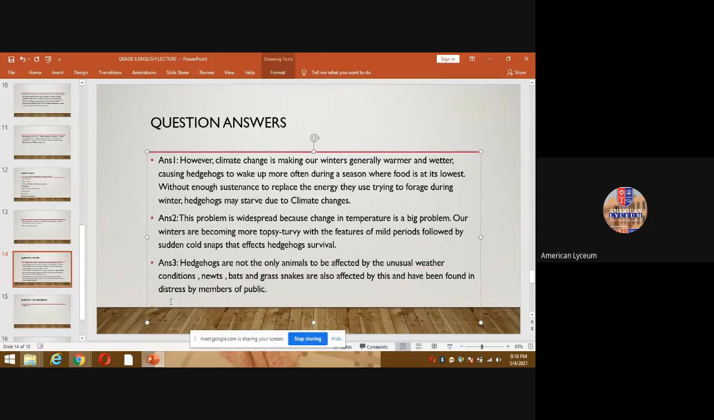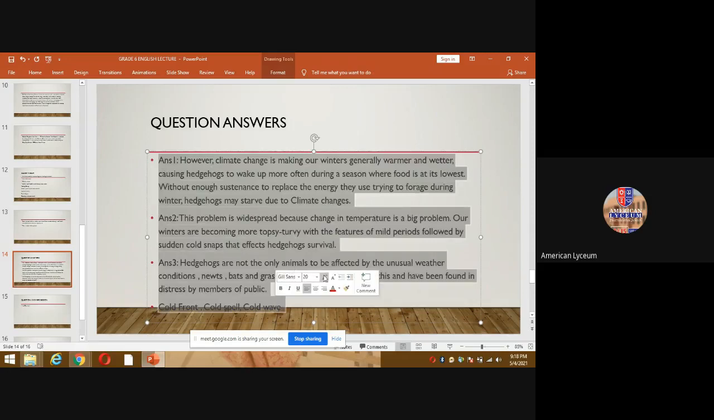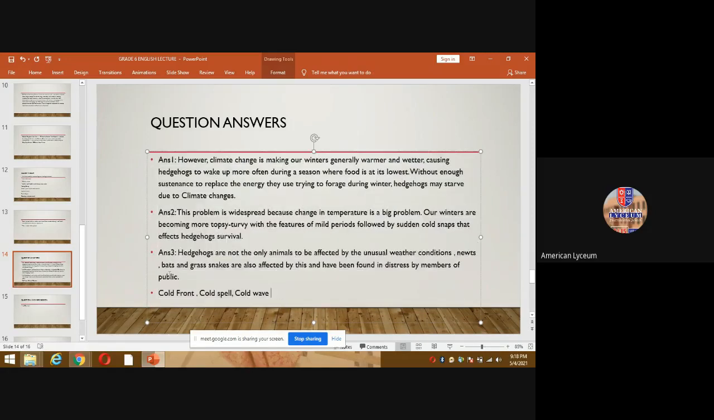So, which word for cold snaps? Another phrase for cold snap is cold front or cold spell, and cold wave. All these words are used for cold snaps, cold waves. So this one is cold front, cold spell, cold waves.